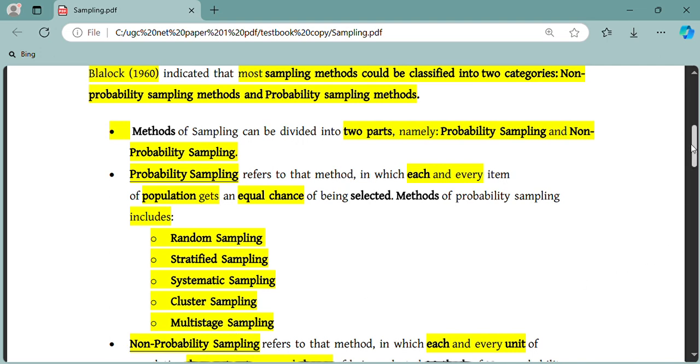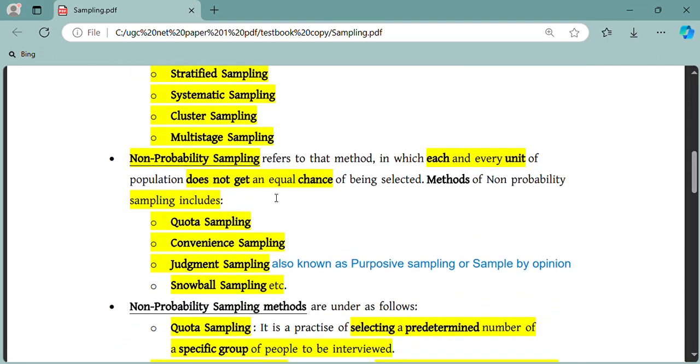Next, non-probability sampling. Non-probability sampling refers to that method in which each and every unit of the population does not get an equal chance. Non-probability sampling includes number one, quota sampling, number two, convenience sampling, number three, judgmental or purposive or sample by opinion sampling, and snowball sampling.